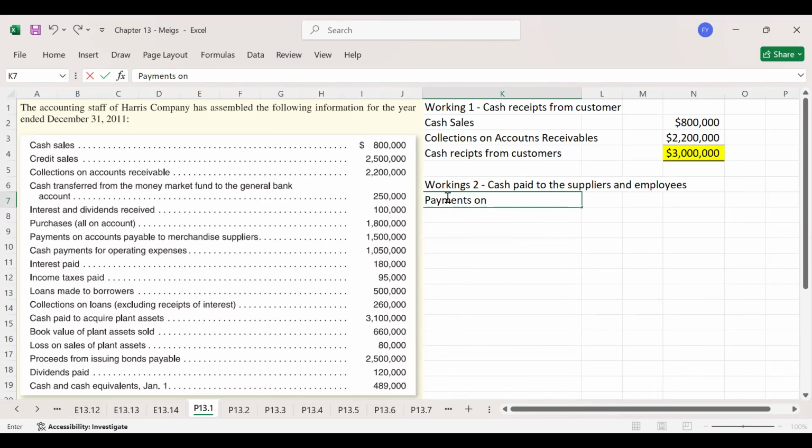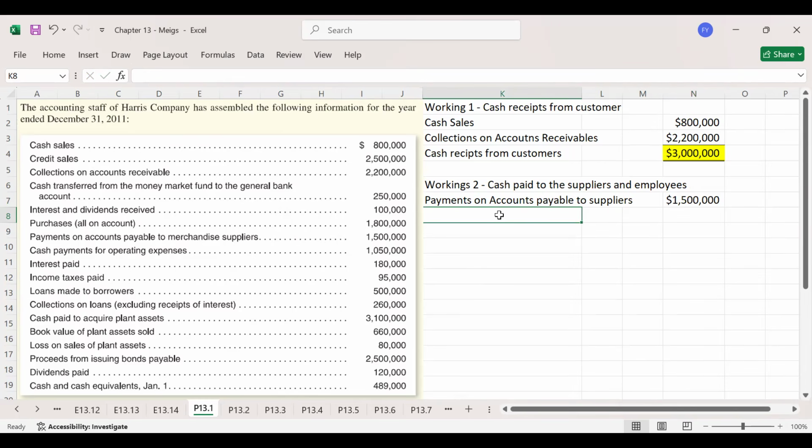Payments on accounts payable to suppliers. So the total payment to the suppliers is $1,500,000. Then we have cash payment for operating expenses. Cash payment for operating expenses is also given, which is 1050.